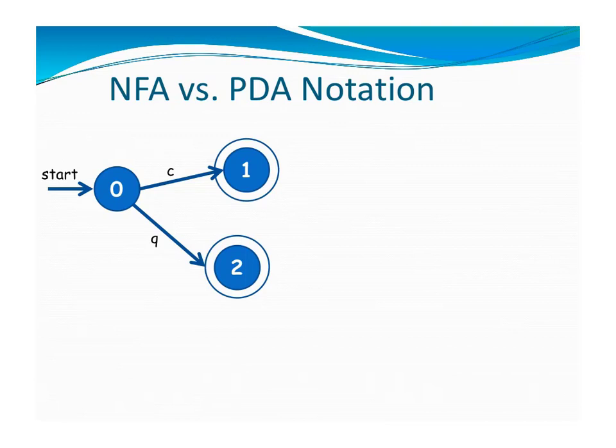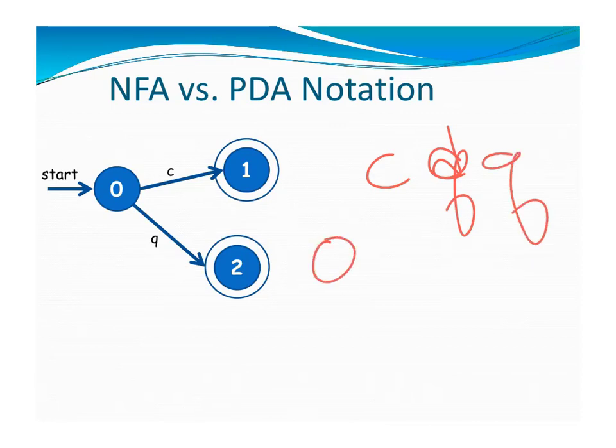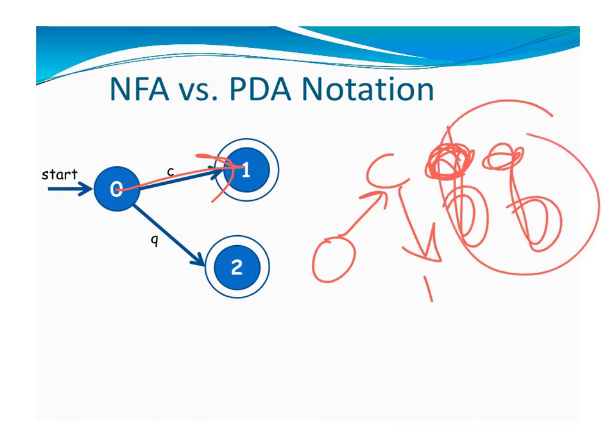In contrast, if I had the string, well, let's make it CQQ, that's not in my language. How do I know that? Well, I start at state 0, and I can see the C and traverse over to state 1. That's fine. But now I'm stuck. I'm in state 1, and I still have to process these two Qs. I don't have anywhere to go, so I fail. Okay?